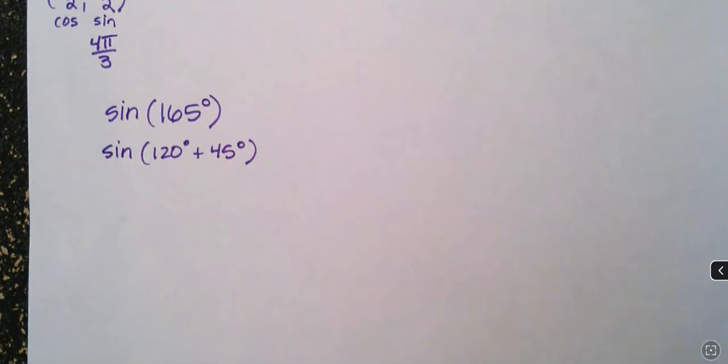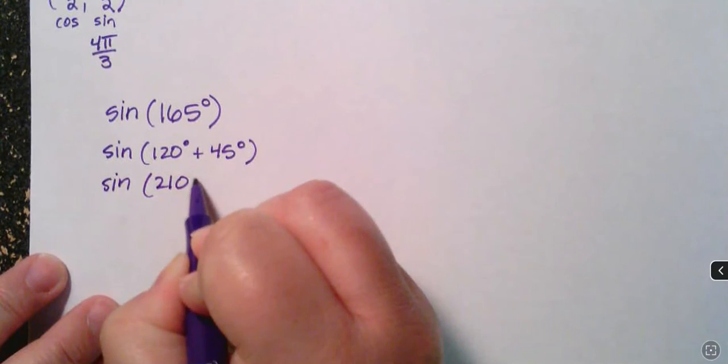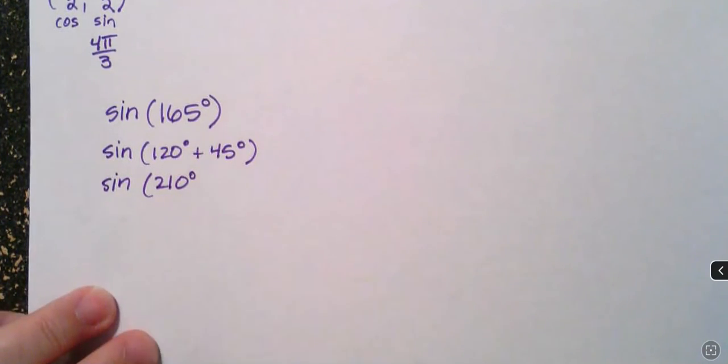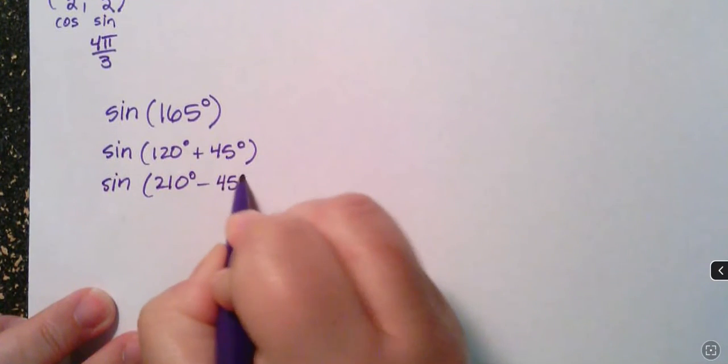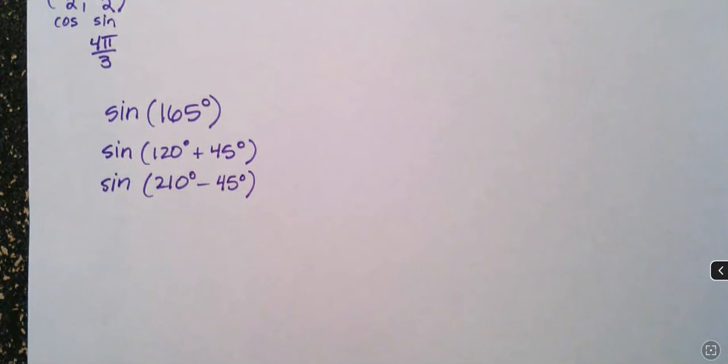So for instance, the first thing that comes to mind is 120 plus 45. Okay, but we don't have to use a sum. We could use a difference. Let me see if we can come up with a good difference here. How about sine of 210 minus 45? You don't always have to use 45. Would that work? Yeah, it would. Okay. There we go. So either one of these would work.